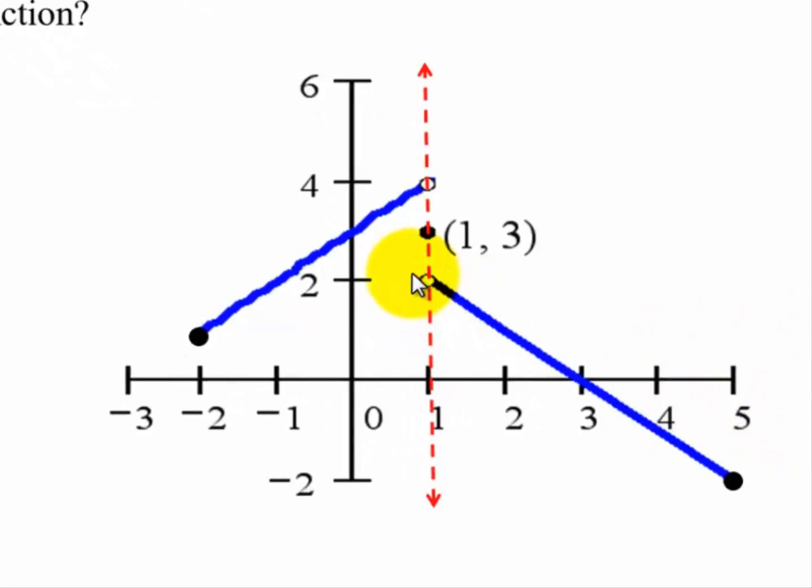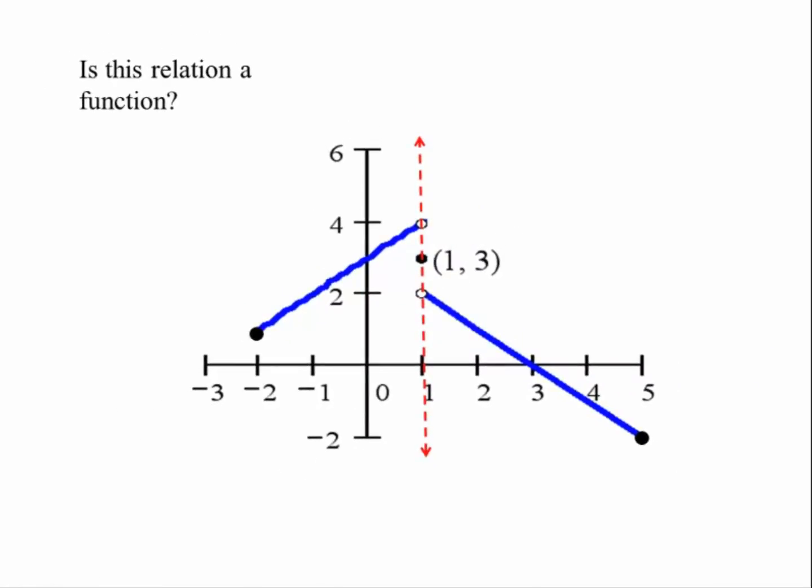and that's this part. We have an open circle, then we have a dot, then we have an open circle. So when x is 1, we don't use this value, we don't use this value, we use this value of y, which is 3. So when x is 1, y is 3. So this is a function. It passes the vertical line test.